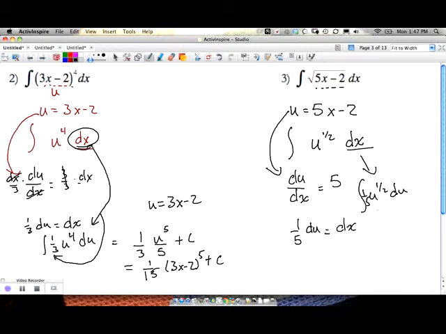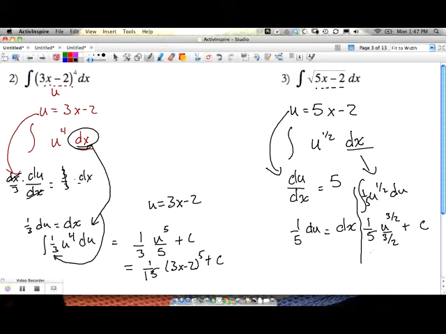So now I can actually take the calculus. I can do the antiderivative. By the way, all that we did was algebra. It's called substitution. That's algebra. Now we're doing calculus. So now it's going to become 1/5, and then we do the power rule with u to the 1/2. That would be u to the 3/2 over 3/2, because 1/2 plus 1 is 3/2, and plus c.